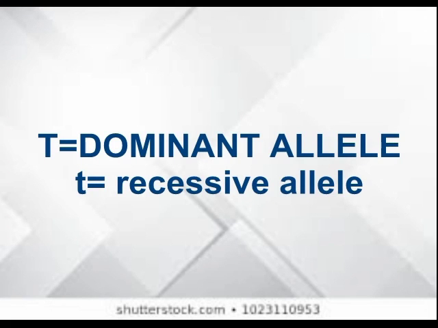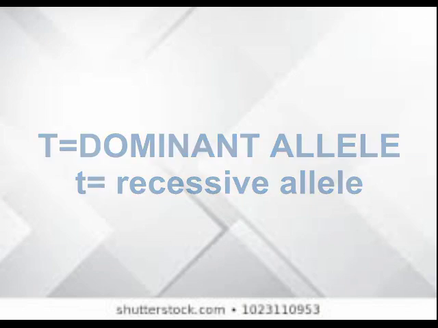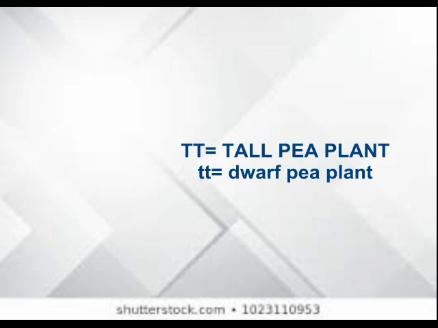Why in pair? Because we have two copies of alleles for a single gene. So capital T and small t.